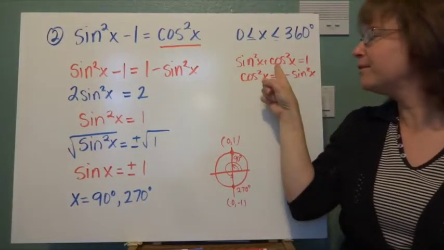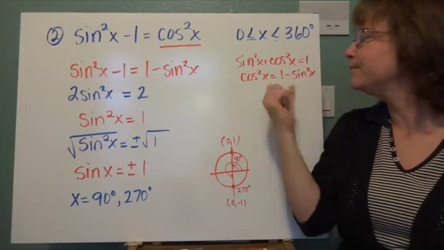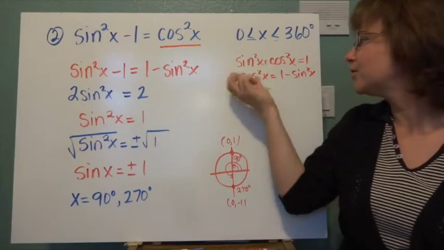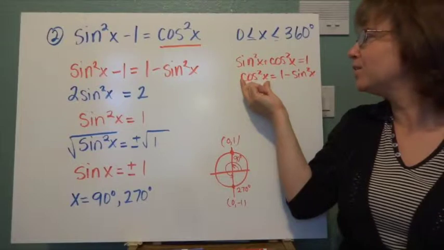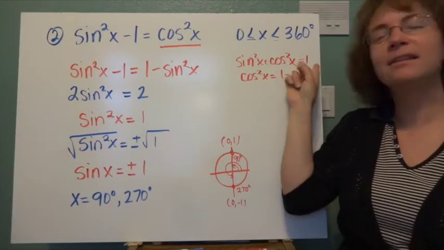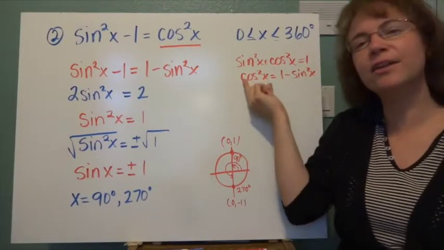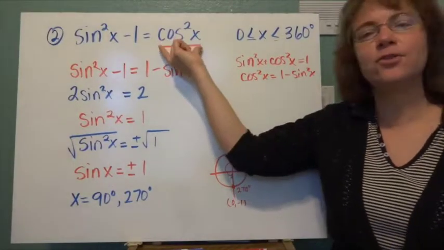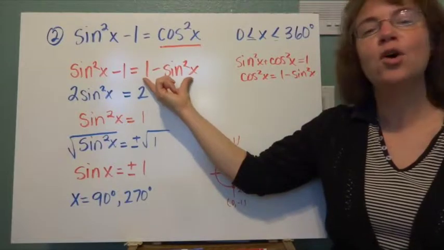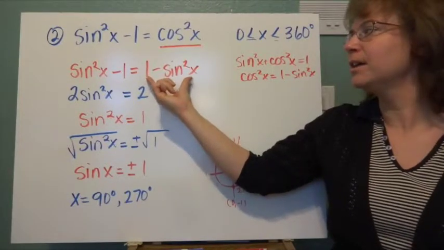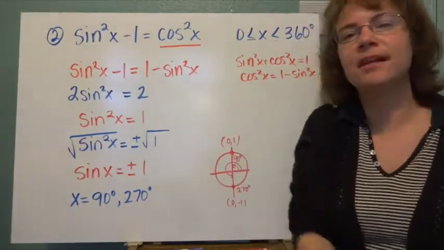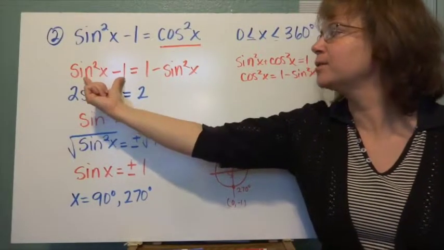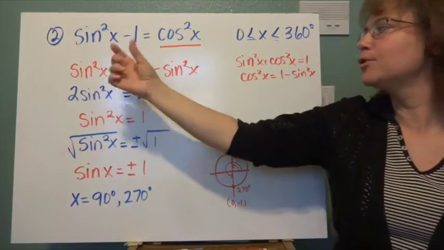I know sine squared of x plus cosine squared of x equals 1, because that's the equation for my unit circle, or any circle. And then I subtract sine squared of x from both sides. Cosine squared of x equals 1 minus sine squared of x. So instead of the cosine squared of x, I'm going to put in 1 minus sine squared of x. Now notice that's different from the sine squared of x minus 1. I can't substitute this with cosine squared of x because my numbers are reversed.